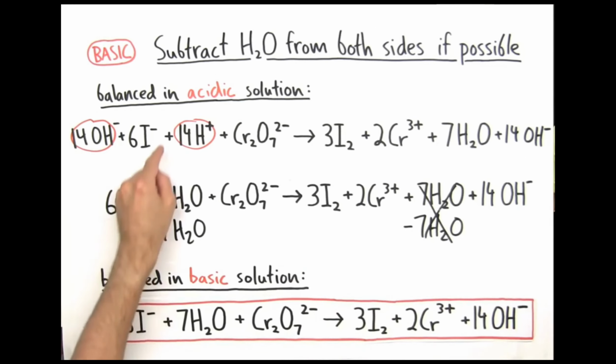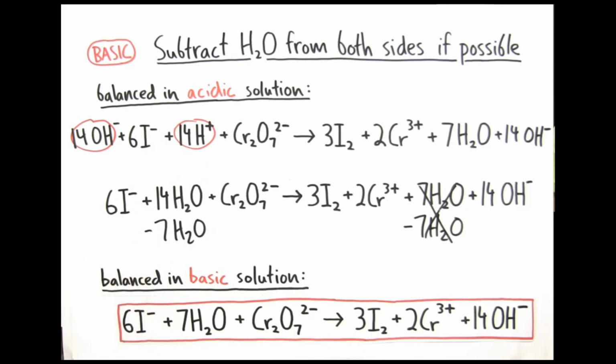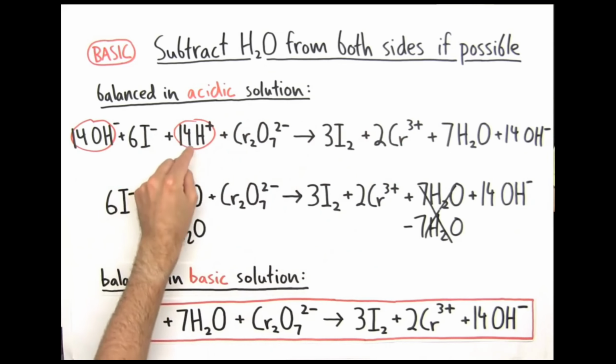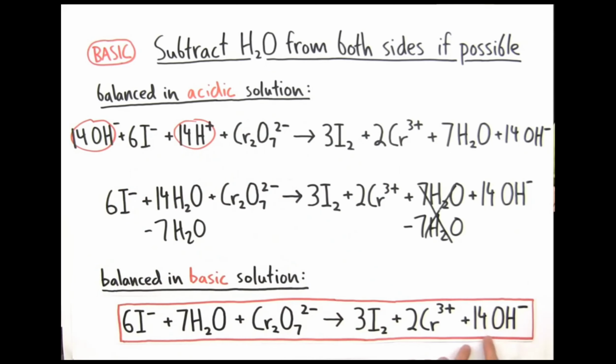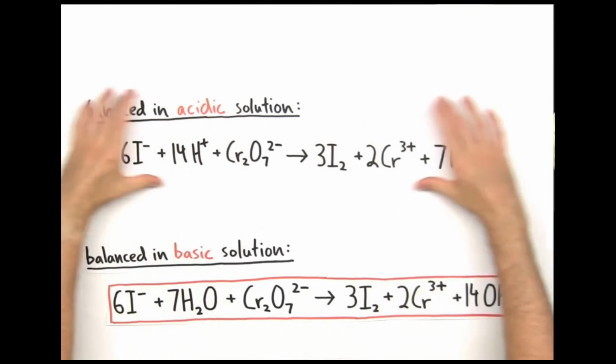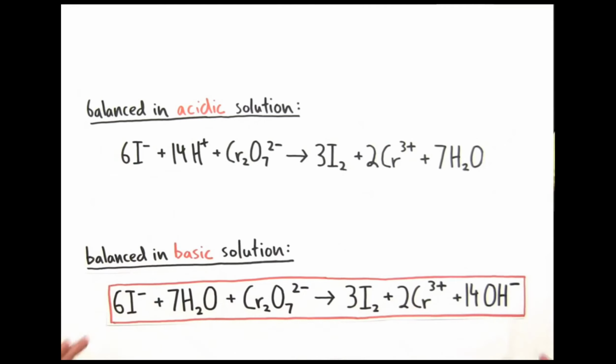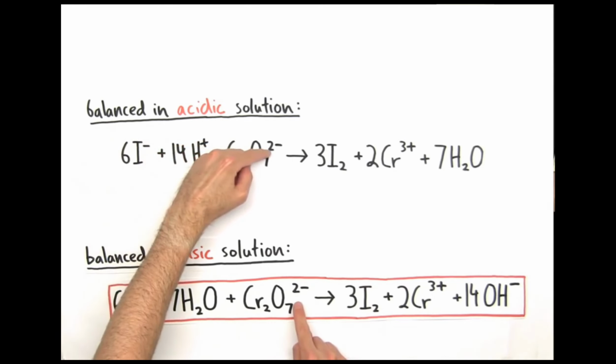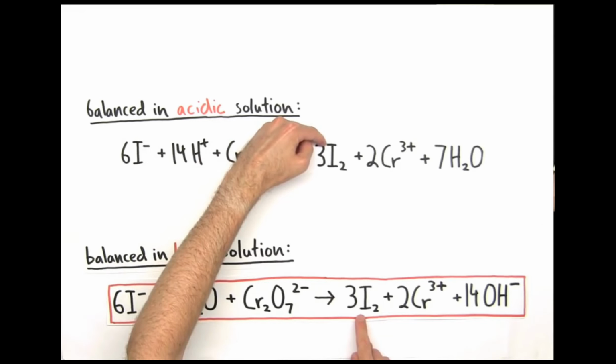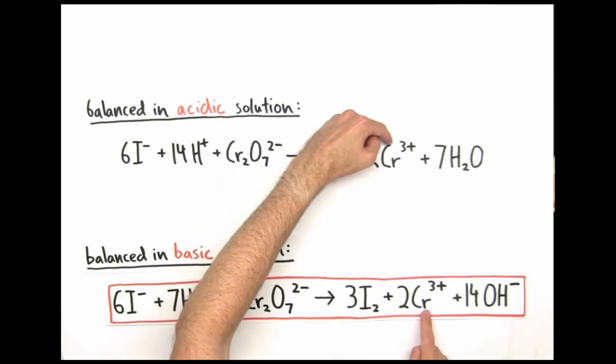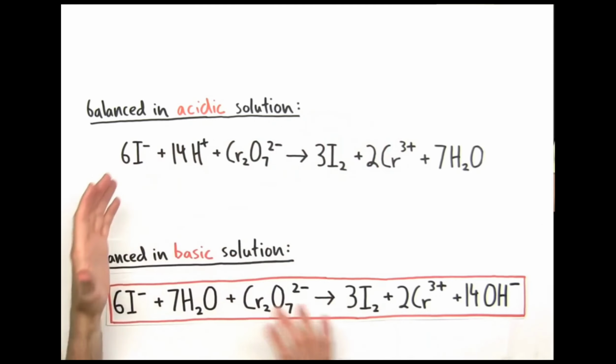And you'll notice that we got rid of these H+ that made the equation acidic, and we've replaced them with OH- that make things basic. So here are the equations balanced in acidic solution and in basic solution. Let's look at what's the same and what's different. They both have 6 I-, Cr2O7 2-. They both have 3 I2 and 2 Cr3+. So these things are the same.